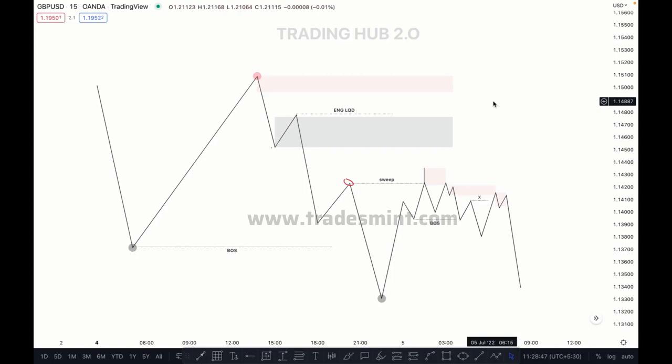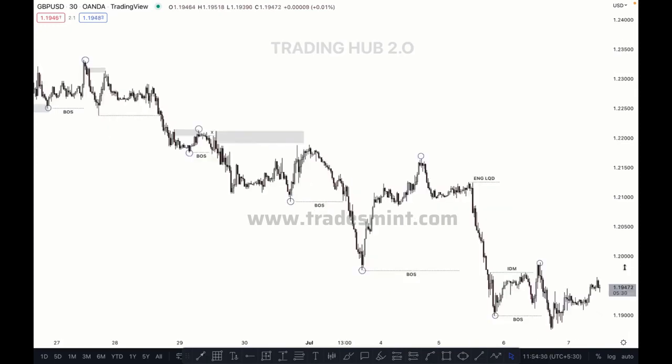Okay, let me show you through bar replay on a real chart how we can apply this and how we can take a trade. Okay, let's see. So this is a bearish market.